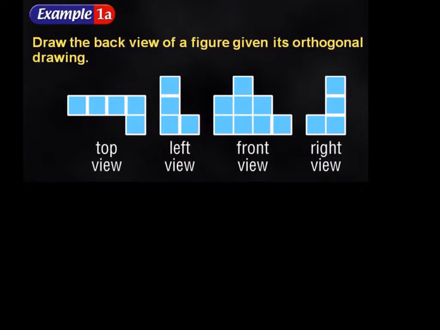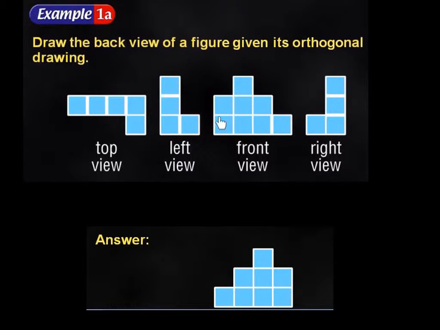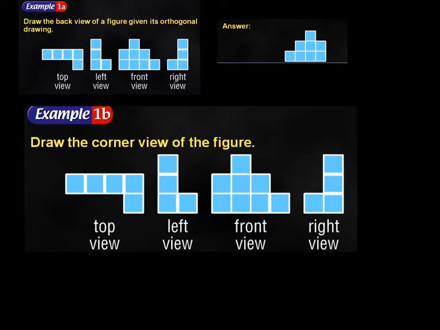This is kind of a goofy example. They ask us to draw the back view of a figure given its orthogonal drawing. I say it's goofy because if you know what the front looks like, the back is going to be remarkably similar. The difference is it's just reversed. So it's the same outline, just reflected. Now if they ask for the corner view, that gets a little more interesting.